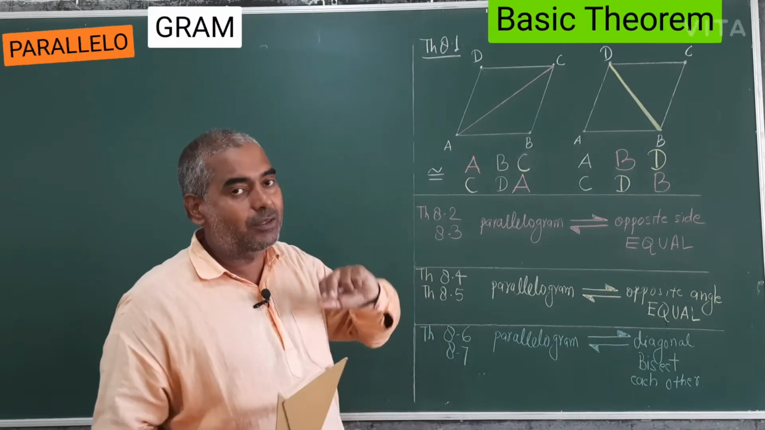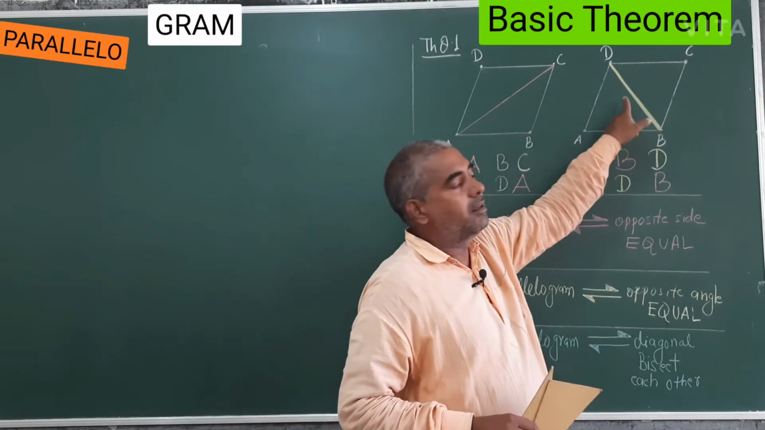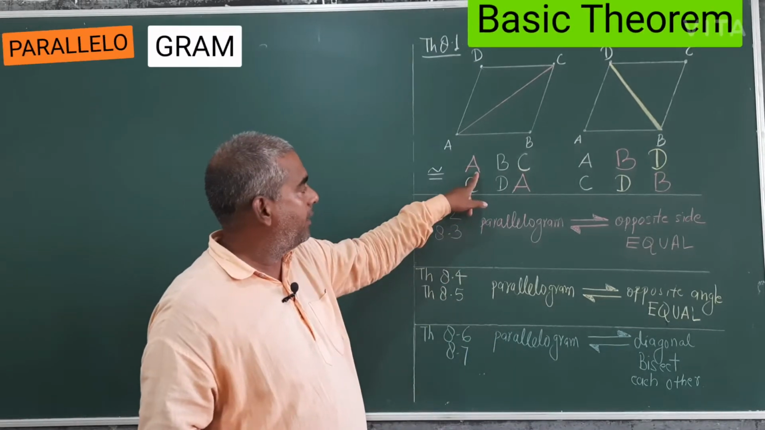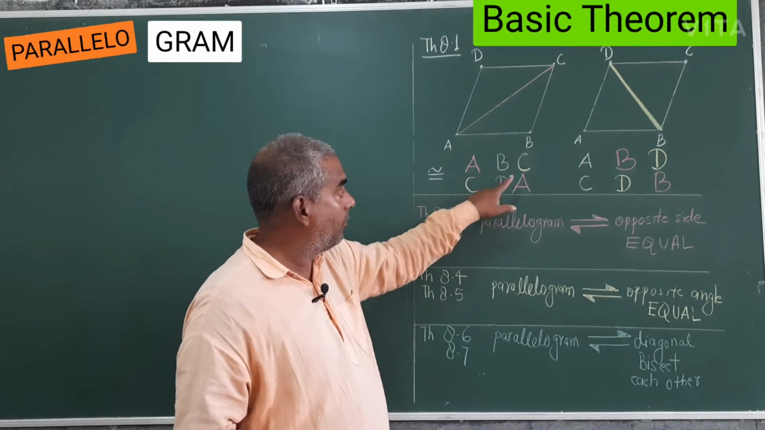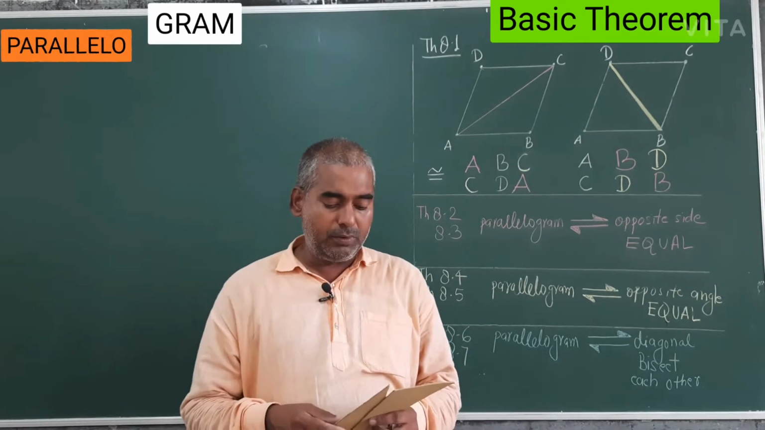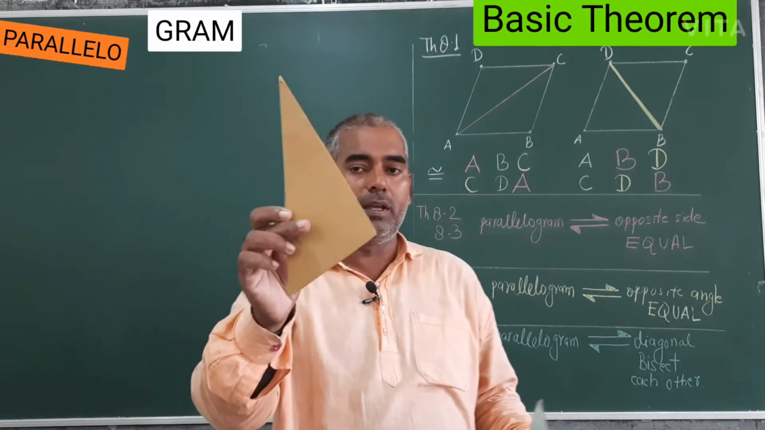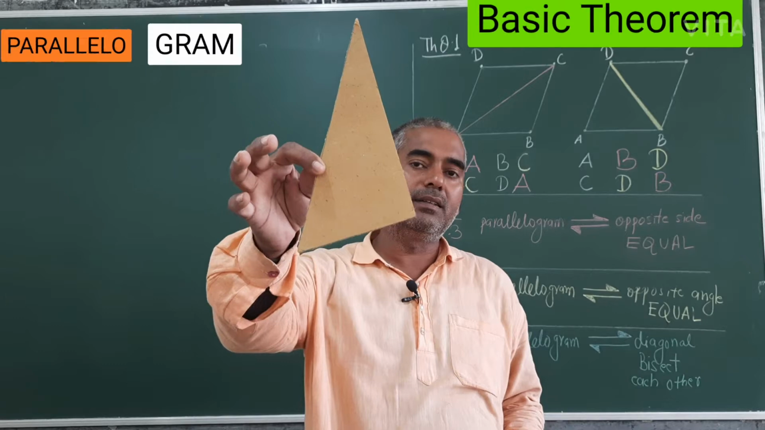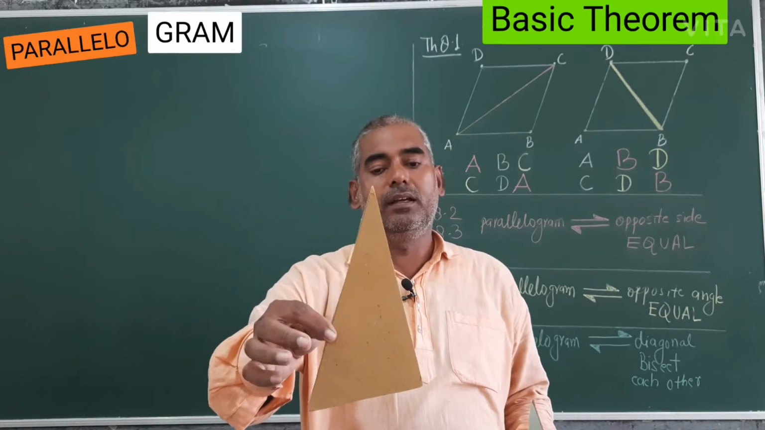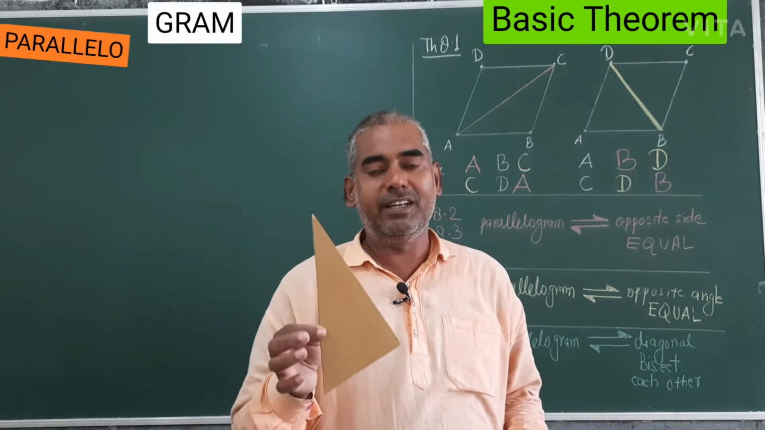So diagonal and two congruent triangles. Two types of diagonals are there, AC or BD. So I have made it separately. I will tell you why I have written it in this colored format. Before that, suppose we have this one triangle in my hand. You are looking, what type of triangle is it? Yes, right angle triangle, and all the three sides are different. So scalene right angle triangle.